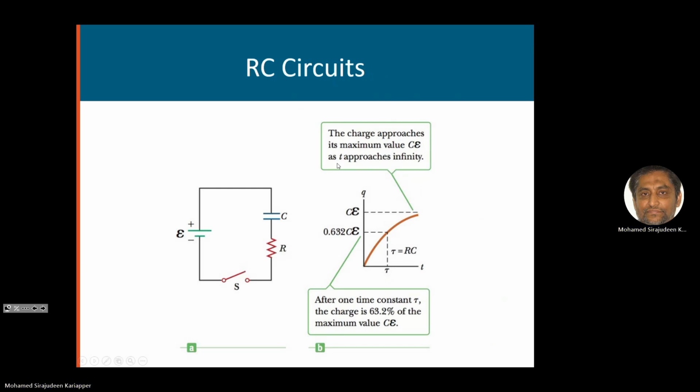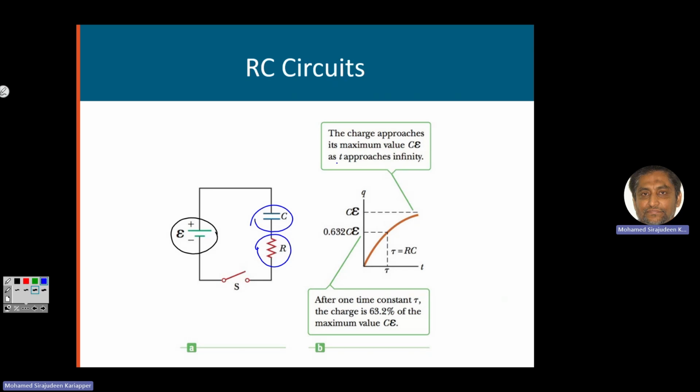So what we have here is a simple circuit with a battery and a resistor and a capacitor connected in series. So we say series RC circuit. Initially, the capacitor is uncharged, okay, no charge on the capacitor.